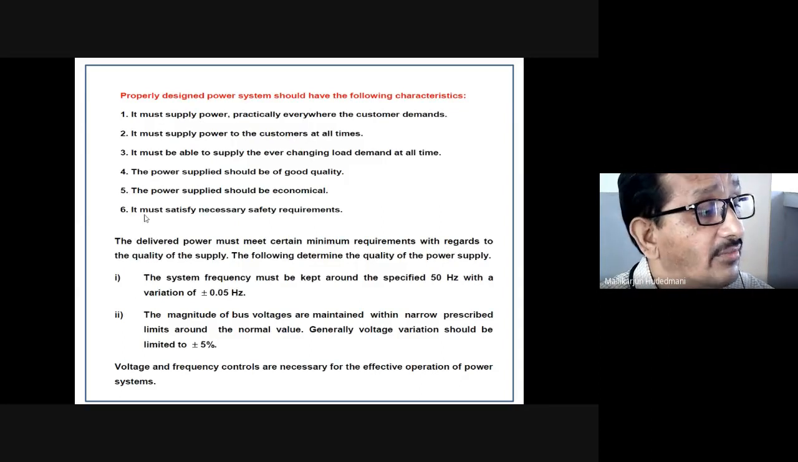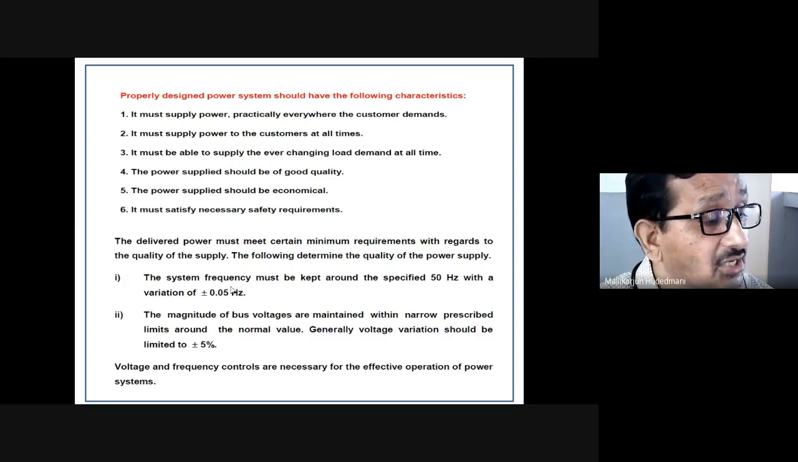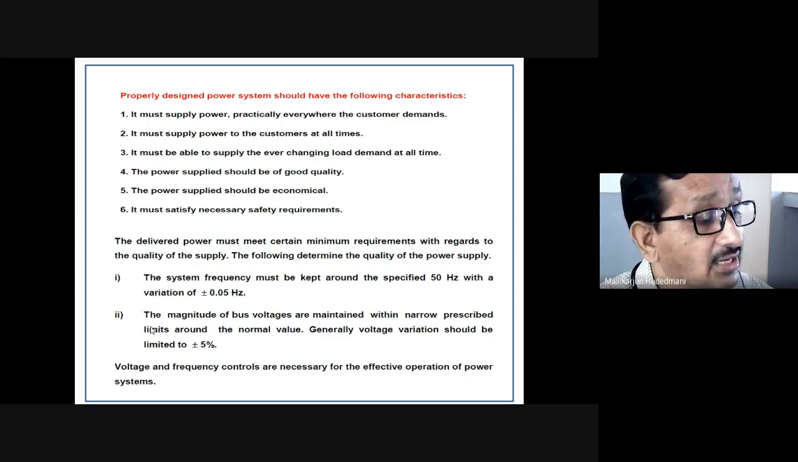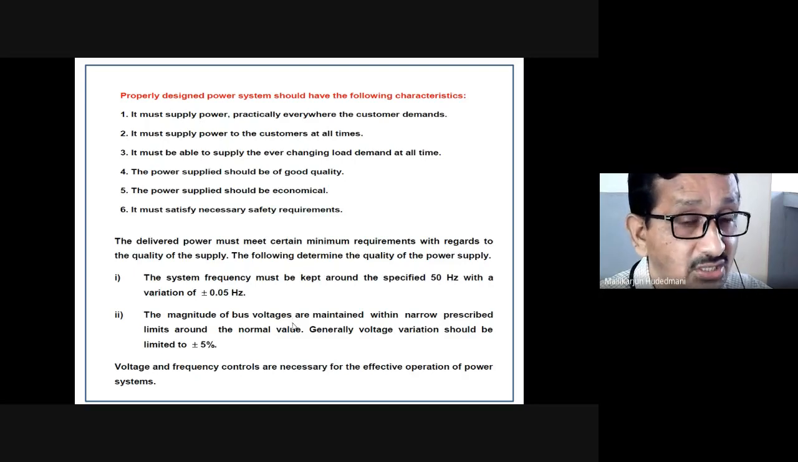And the power which we provide to the end user, with at least two parameters if I observe. The system frequency must be kept at the specified 50 or 60 hertz with a variation of plus or minus 5%, whatever. And the magnitude of the bus voltage must be maintained within a narrow prescribed limit. It should not have much deviation in the terminal voltage. The generator is generating the voltage, delivering it to the grid.